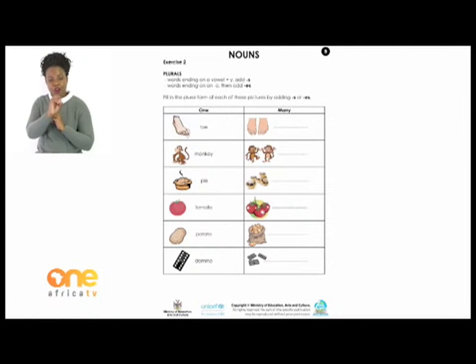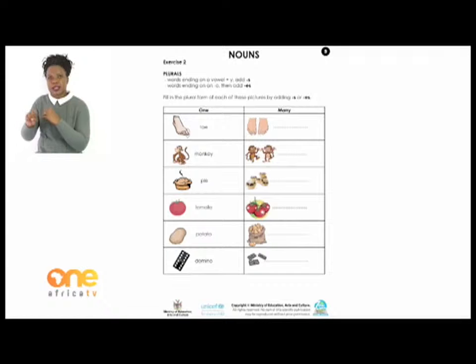Do we have words ending with a vowel and a Y? Yes, like monkey, there. And I will take monkey as my example. Let's do it together, monkey. When there are many monkeys, we are just adding an S.